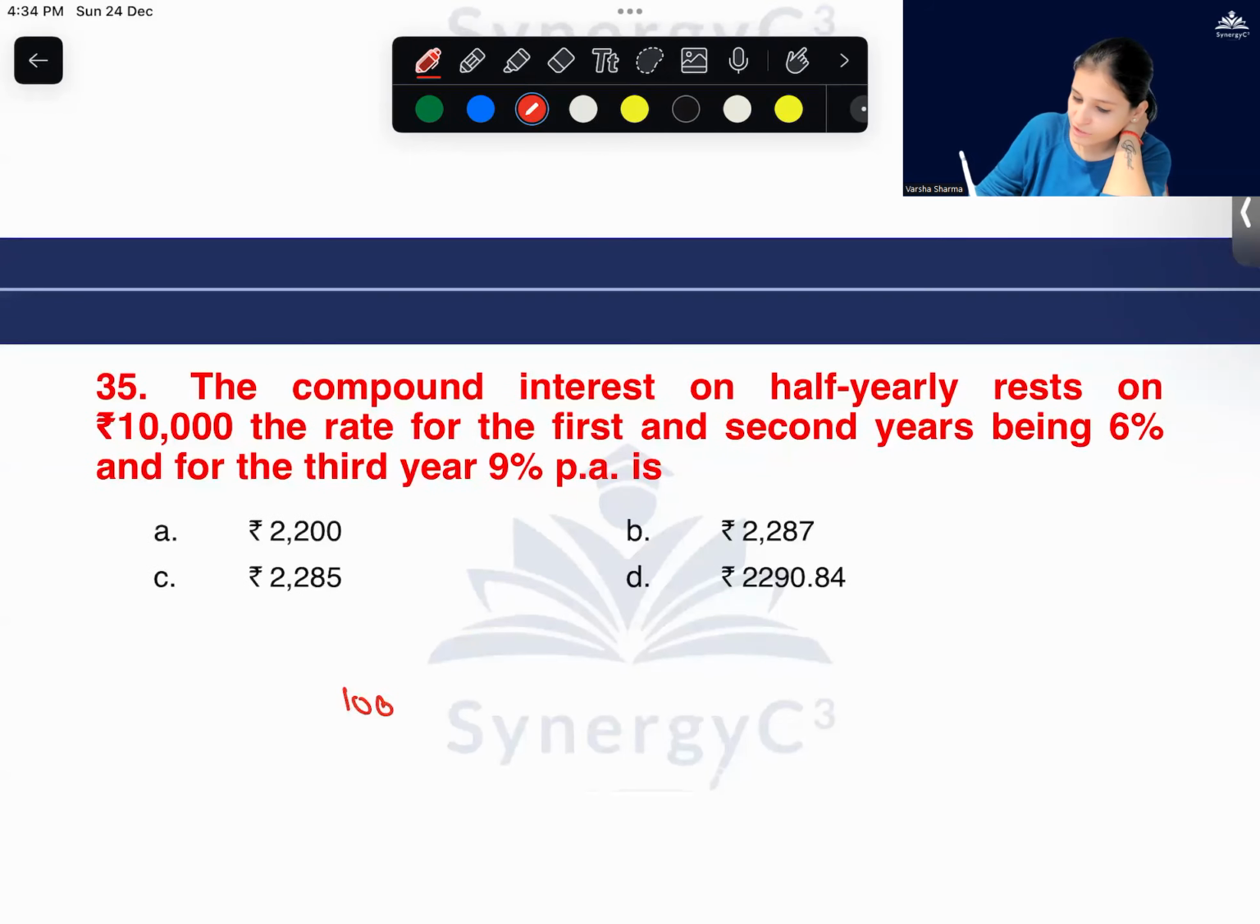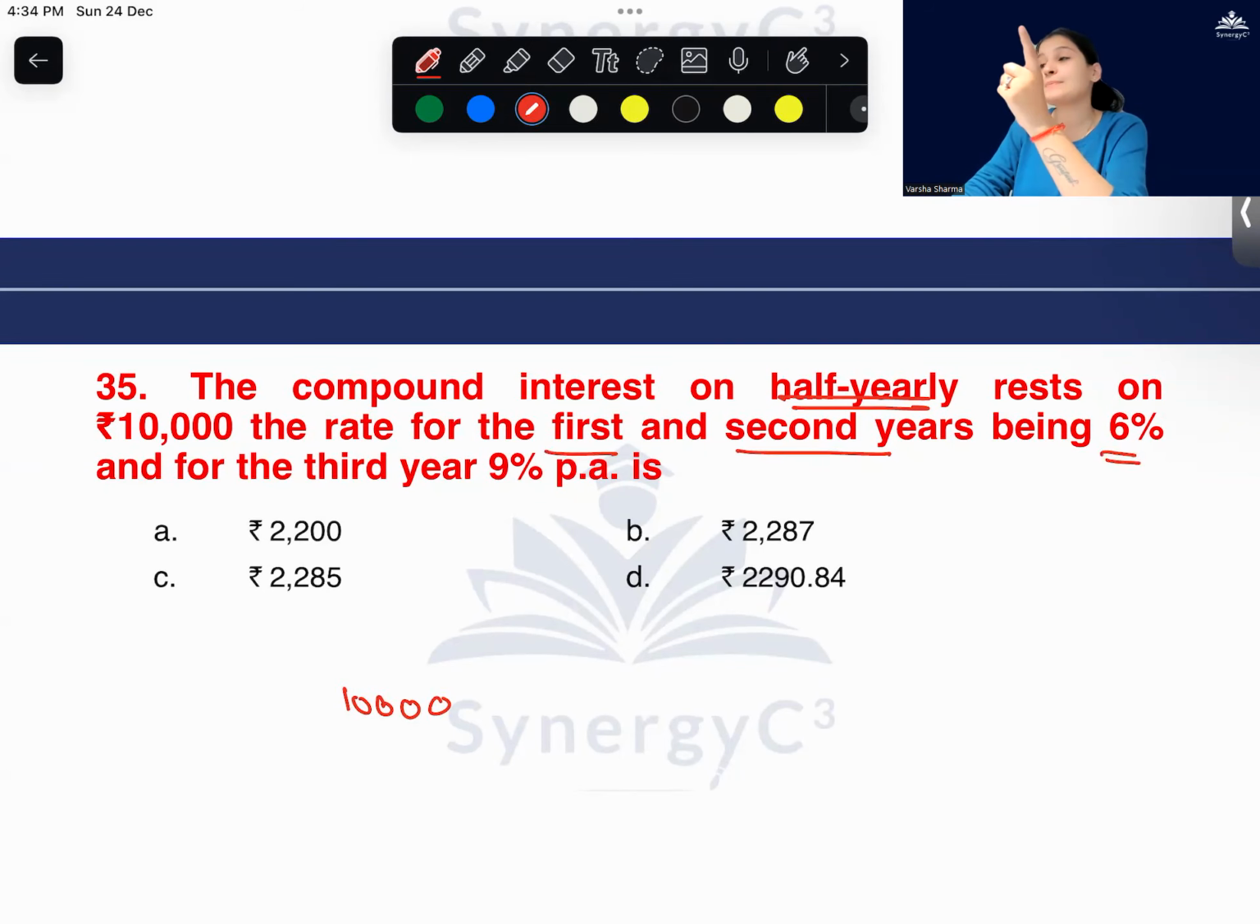So principal 10,000. Everything is calculated half yearly. For the first and second year both, the rate is 6%. But 6% is annually. Half yearly will be 3%. Compounding value 1.03 for 2 years. So how many installments? 4. For the third year, it's 9%. So this will be 1.045 twice. Half yearly. Calculate.